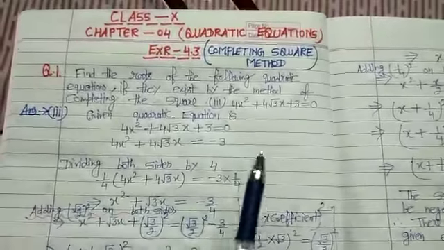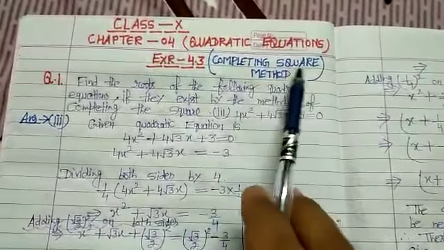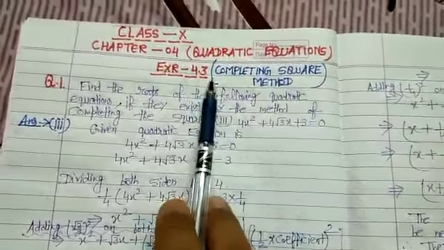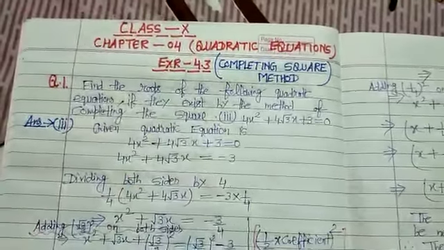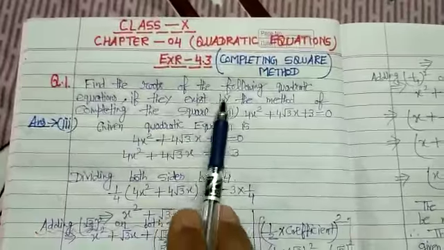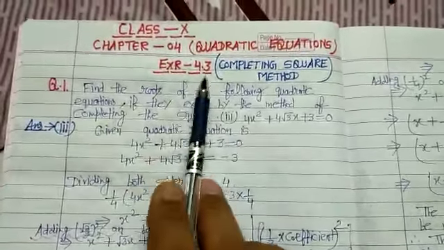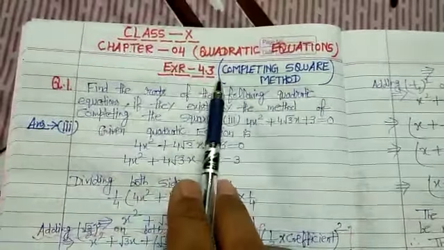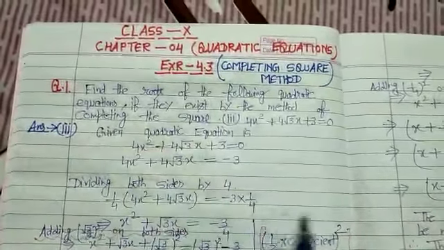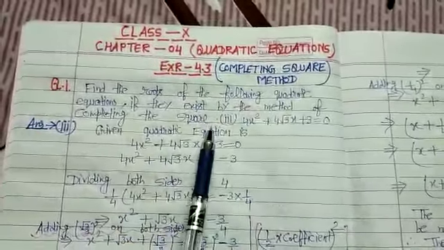Hello friends, in this video I will discuss quadratic equation completing square method, exercise 4.3, chapter 4 of class 10 NCERT book. In the previous video I have discussed exercise 4.3 question number 1, first and second part. Now I will discuss question number 1, exercise 4.3, part number 3 and part number 4. So we have to solve the quadratic equations by completing square method.